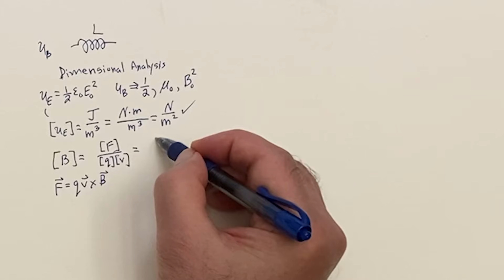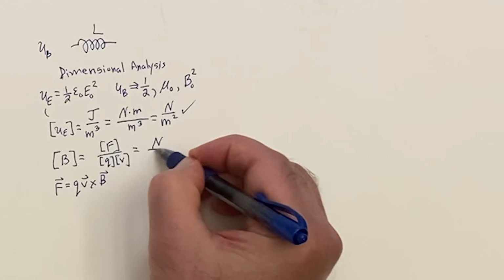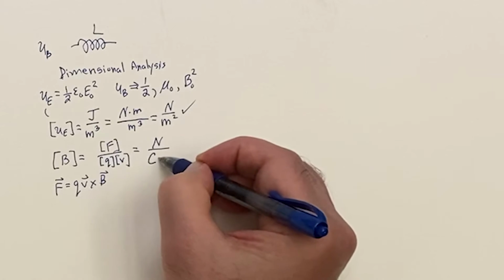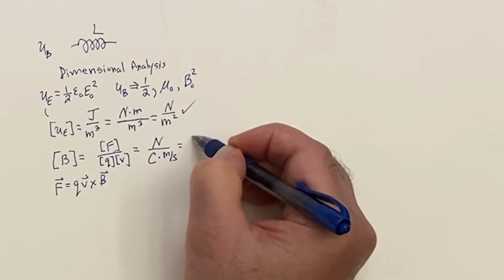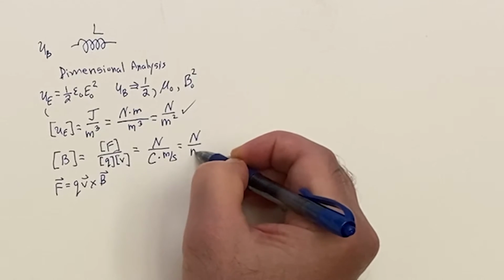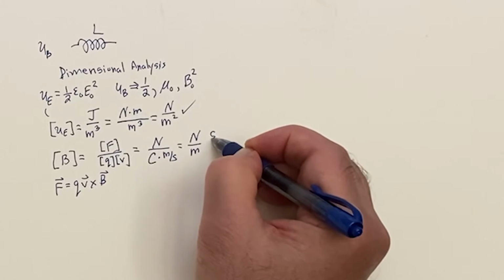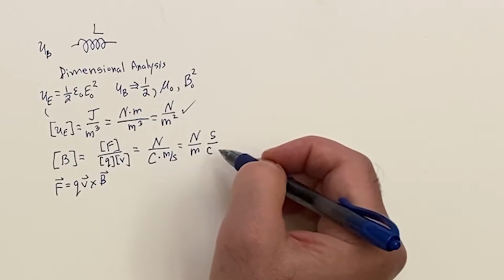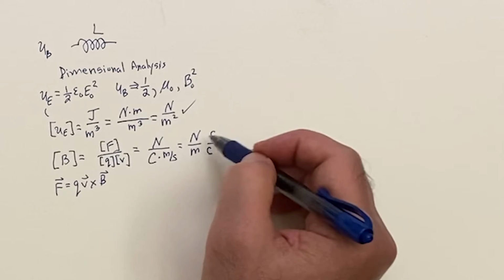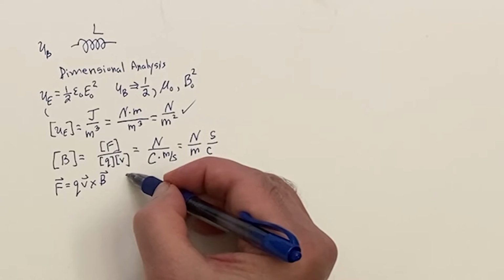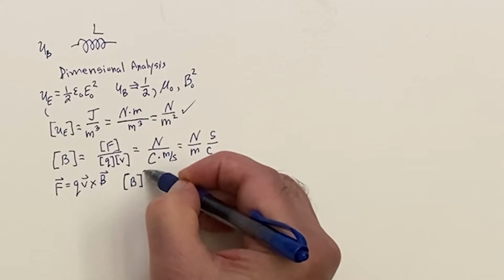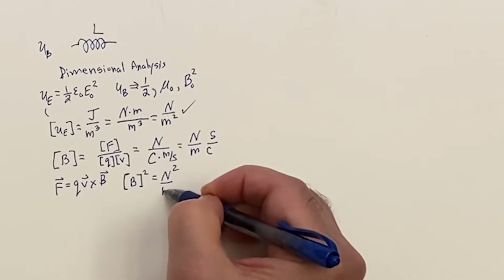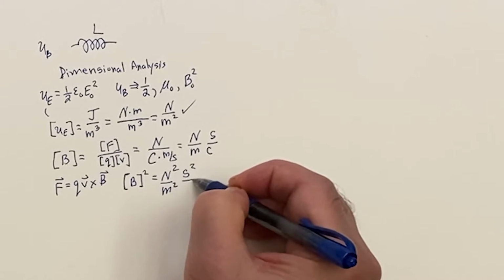So this is going to be up here, Newton, and the charge is going to be Coulomb, and the velocity is going to be meters per second. So this becomes Newton over a meter and a second over a Coulomb, just rearranging things, because C and M are at the bottom, and then these two are at the top. So if I go for B squared, I'm going to have Newton squared, meter squared down there, second squared, and Coulomb squared.